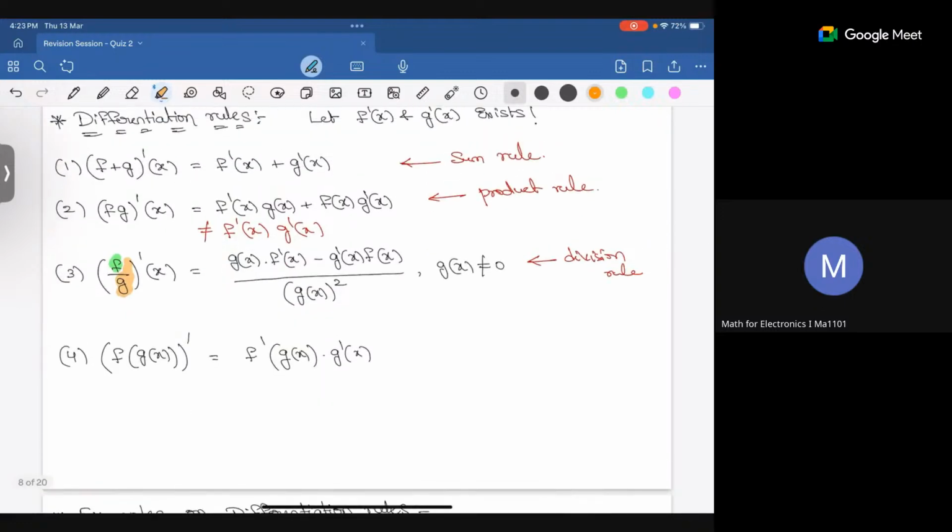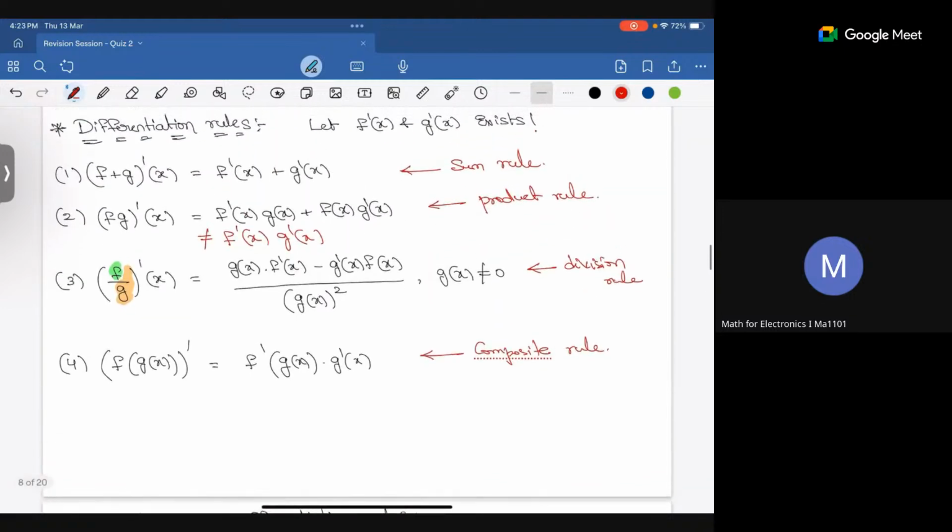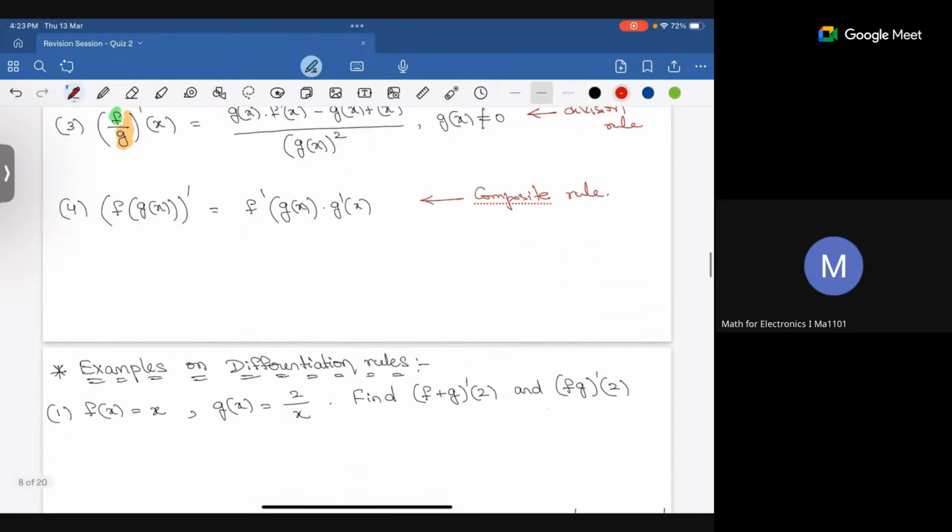And the last one, one of the important rules, is the composite rule, where we take the composition of two functions, the derivative of f of g of x. You have to take the derivative of the first function, keeping the inside function as is, and then multiply it with the derivative of the inside function. So f prime of g of x into g prime of x. Okay, so that's the composite rule. These are the 4 important differentiation rules that you have to remember.